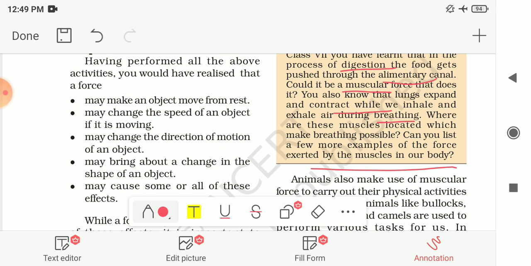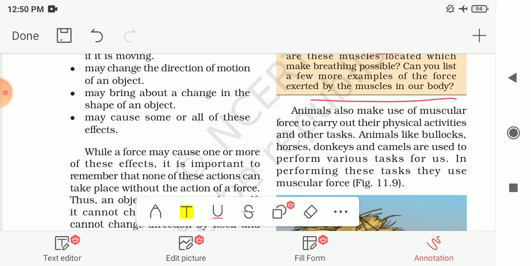We have already studied where these muscles are located. We had seen that the muscles are located around the bones. If you observe your arms, the muscles are there around the arms. When you are bending your arm, your upper muscle will contract, and at the same time the lower muscle of the arm will expand. Because of this contraction and expansion of the muscles, you are able to move your hand. So because of these muscles in our body, we are able to apply muscular forces.